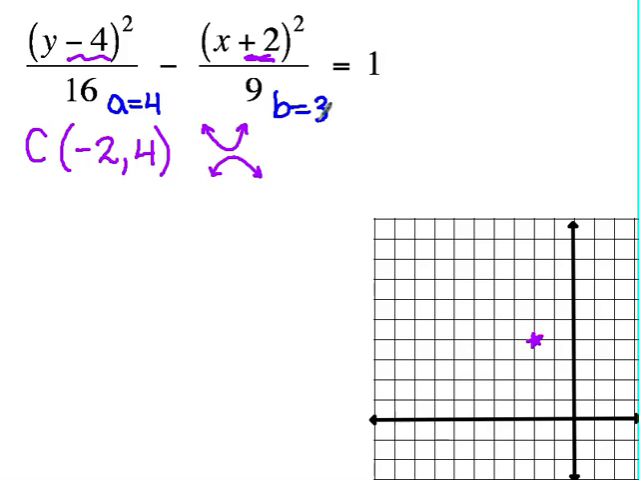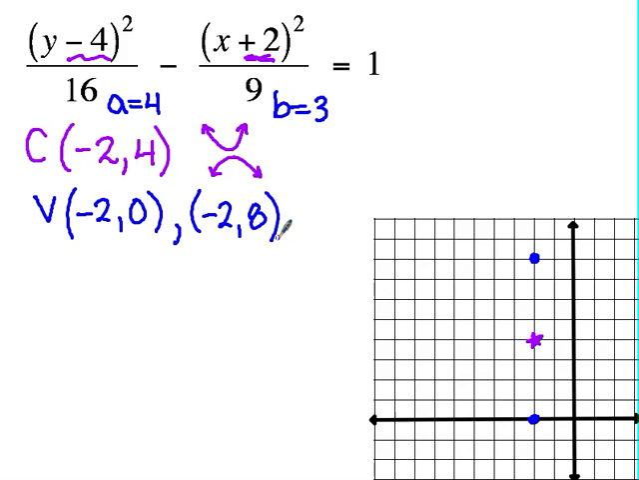So from this center point, I'm going to go up 4, and I'm going to go down 4. Okay? Now those are my what? Vertices. Good. So my vertices are at the coordinates. Let's look at this one. 0, -2, 0. And what's this one going to be? -2, 8.